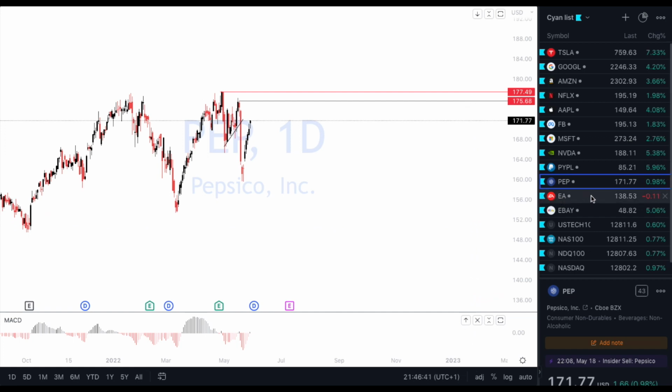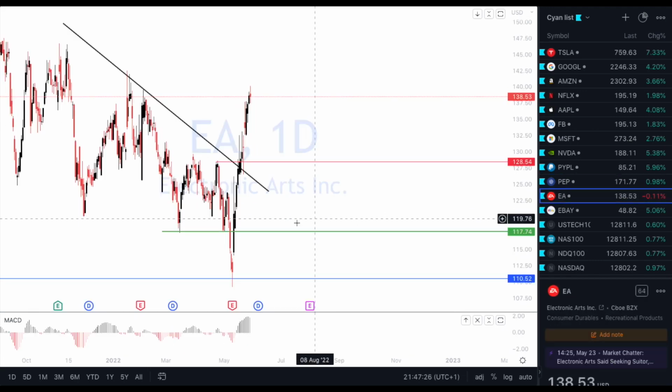Okay, and don't forget, Pepsi is a minor player in regards to what the NAS is really going to be doing in terms of the actual decisions that the NAS makes. The decisions are based off Tesla, Google, Amazon, Netflix, Apple, Facebook, Microsoft. Those are the ones that normally determine the trend of the NASDAQ. Right, so now let's look at EA.